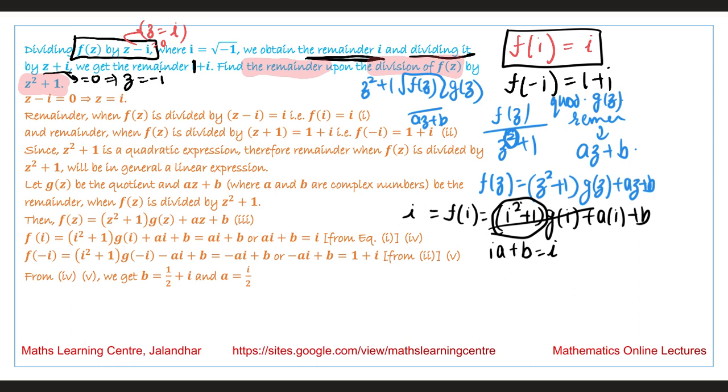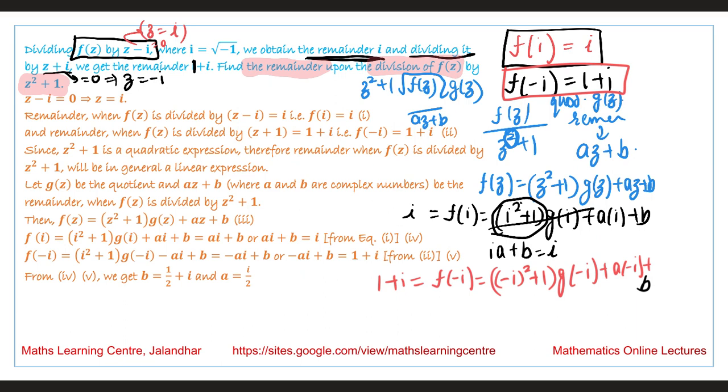The second equation we get by substituting the other value. We are saying f(minus i) is 1 plus i, that is equal to f(minus i), which is (minus i square plus 1) into g(minus i) plus a into minus i plus b. Again, this whole term becomes 0. So we have minus i a plus b is equal to 1 plus i.